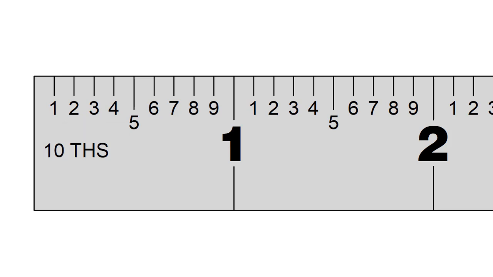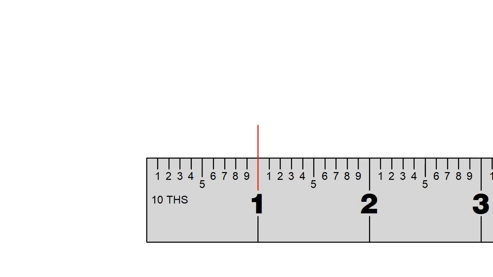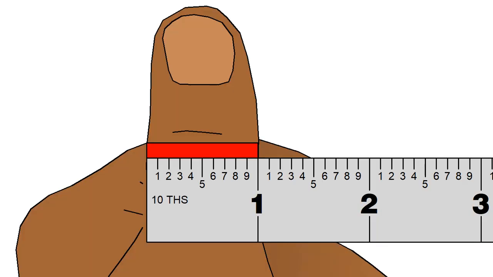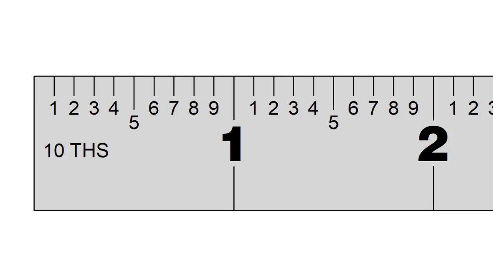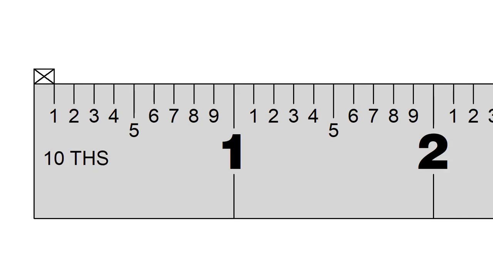Let's first get a sense of scale with this rule. Here is the 1-inch mark. You can see that my thumb is about an inch wide. Now let's look at the individual marks. Each mark on this rule is numbered, so reading it will just be a matter of understanding what each number represents. Notice that there are 10 divisions along the inch, and each one is numbered 1 through 9. The last mark is the 1-inch mark, and it is identified by the large number 1.